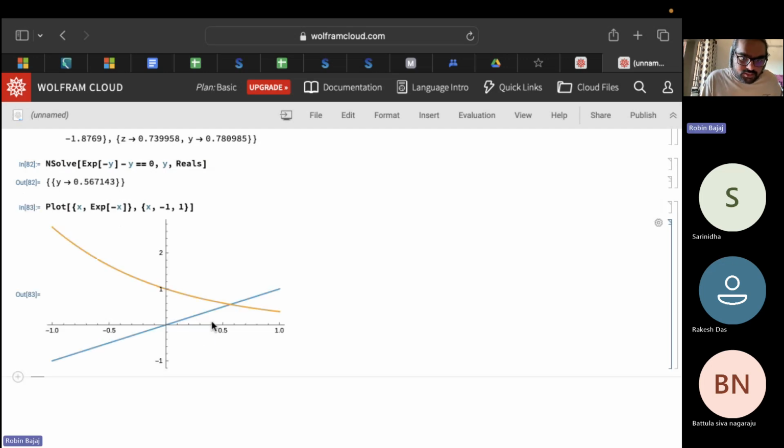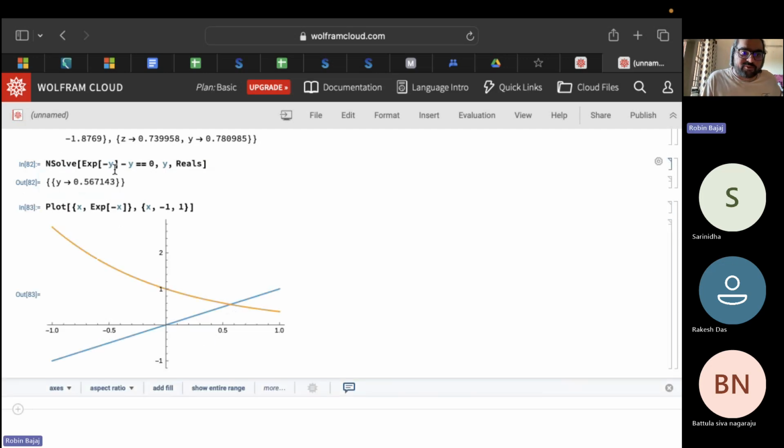Yeah, so this is the number which you got from nsolve, and even with the plotting, you can see this is the point where these two intersect. Okay, so this is the kind of thing you can use.